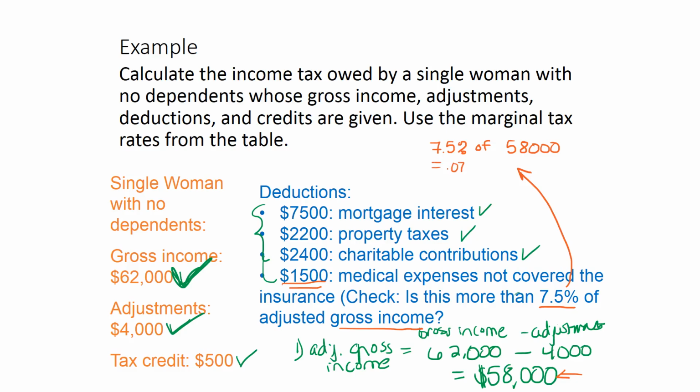So that's 0.075, of course, means times 58,000, sorry, not 5,800. So 0.075 times 58,000 is 4,350, right? But this $1,500 is not more than this.